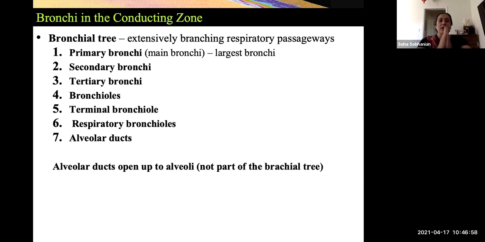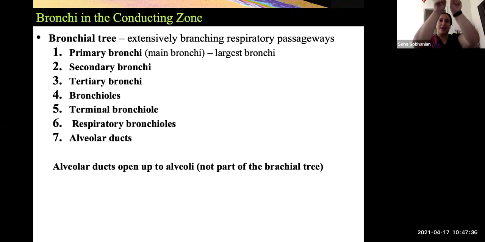So the conducting zone is basically your bronchial tree. And I know there's the same listed 7 structures. It's really easy to remember because they kind of go primary, secondary, tertiary, at least for the first 3. One thing that you do need to understand is that these bronchial trees are very extensive. They expand throughout the whole lung. And again, their goal is to basically use every corner and crevice of the lung to bring air into your lungs.